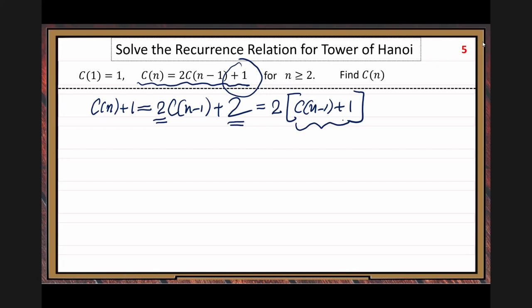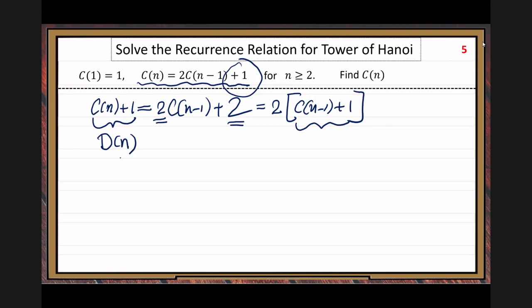Now we have a similar structure. But in order to see this whole picture better, we want to simplify this equation form a little bit. So how about we introduce a new function called the D function. D of n equals C of n plus 1. So we make it one function. Because after we introduce this new D function, that plus 1 is gone. We make it look simple, at least.